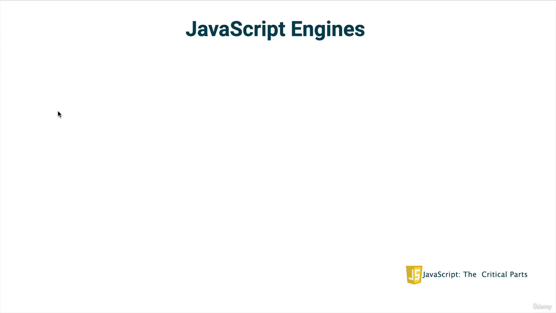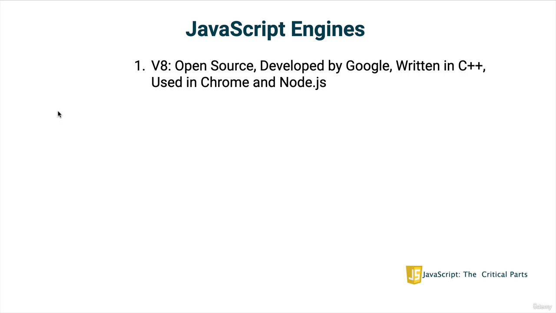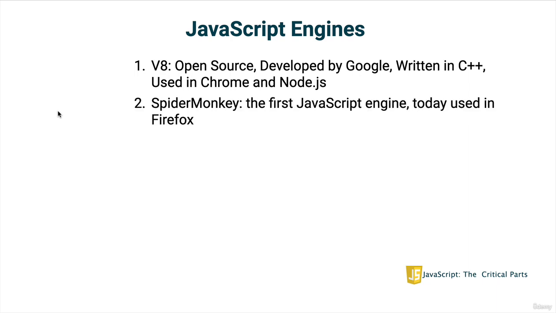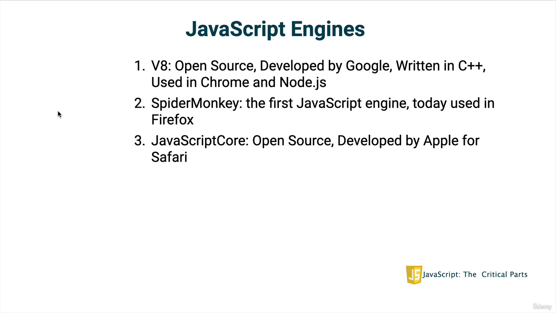Now, here are some other JavaScript engines you may have encountered. We've already mentioned V8, that it was open source, it was developed by Google. It's used in Chrome and Node.js. SpiderMonkey, this was the first JavaScript engine, and today it's used in Firefox. And incidentally, the first JavaScript engine was written by Brendan Eich when he invented JavaScript, and as the story goes, did it in 10 days.